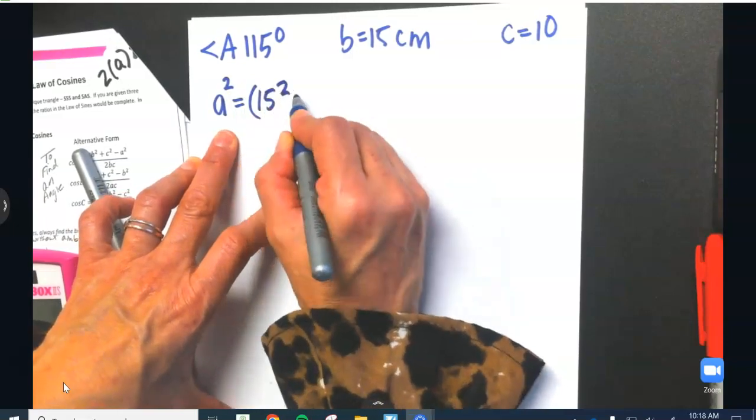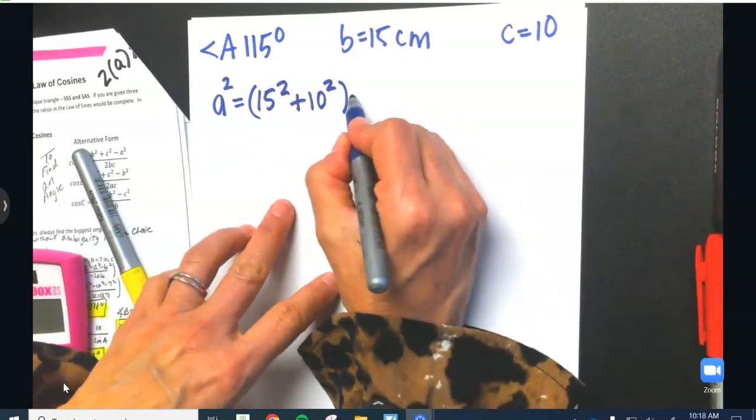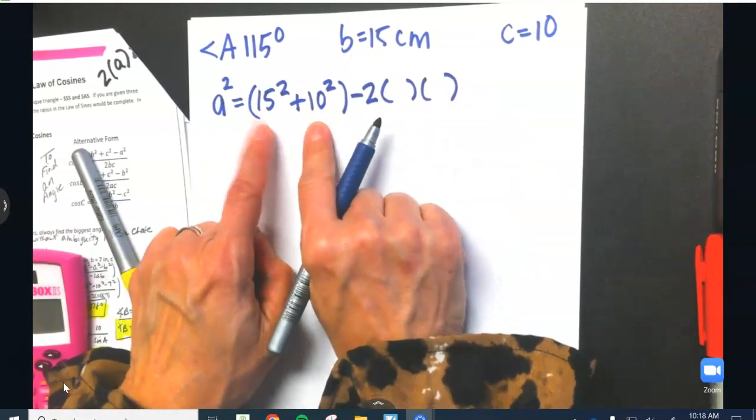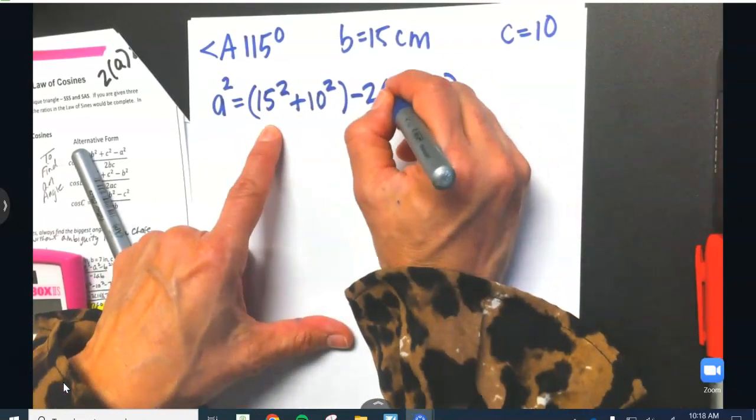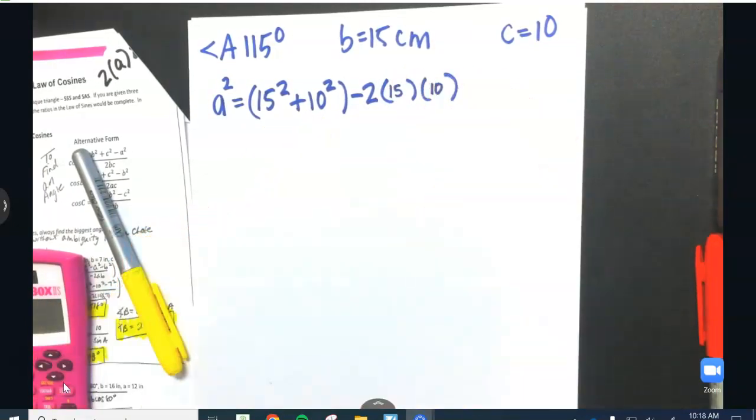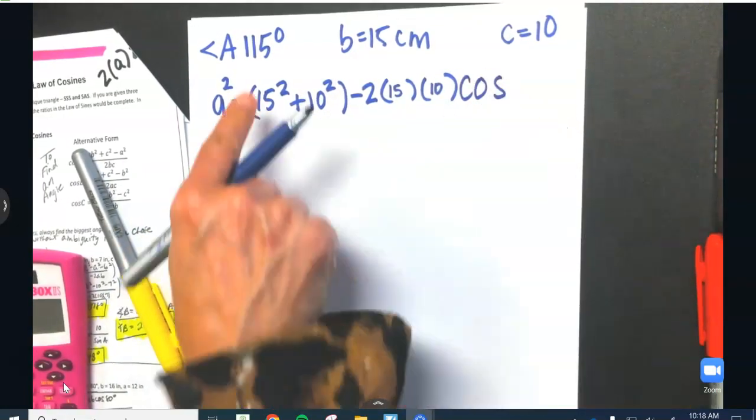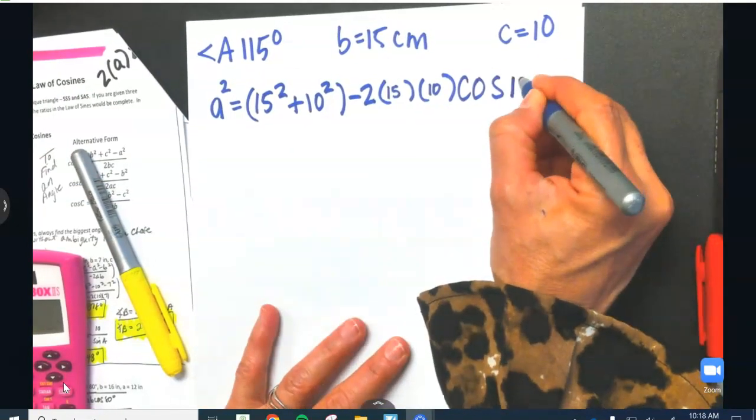So it is going to start out with A squared equals, and the formula even still kind of starts out the same. We're going to add the two given legs together, put them in parentheses because we're squaring them. So it's going to be 15 squared plus 10 squared minus 2, and then we're going to reuse these numbers again. They're going to be multiplied together. So a 15 and a 10 there. And remember, we're using law of cosines. So it's going to be the cosine value of the only angle given. The only angle given is A.